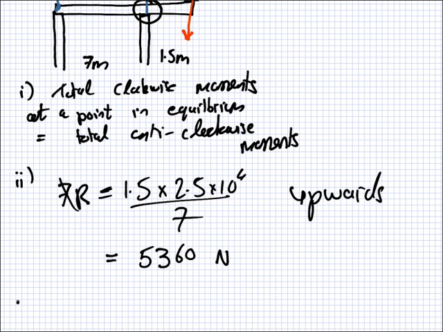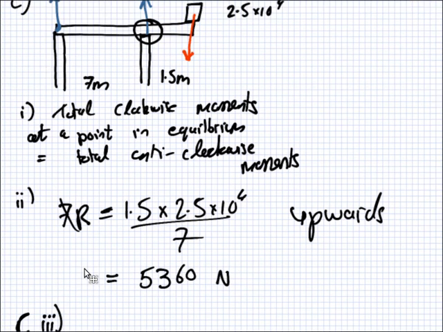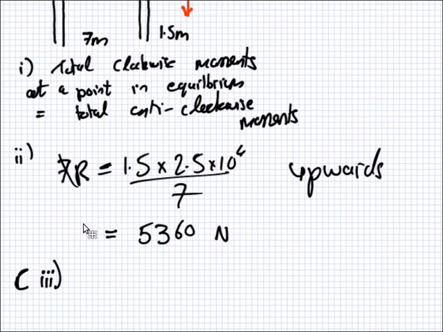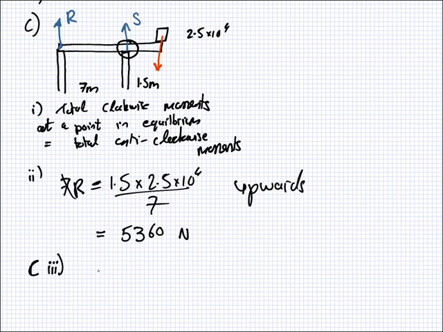C3. Determine the magnitude of the vertical support force on the beam at Y. So get the S now. That's actually easy because you can just say R plus S equals 2.5 times 10 to the 4.